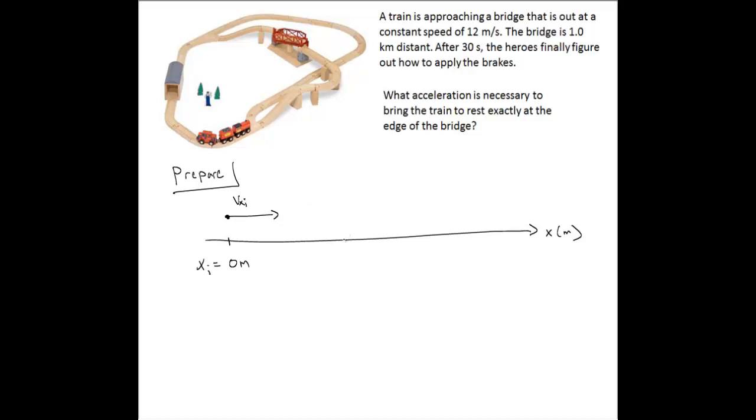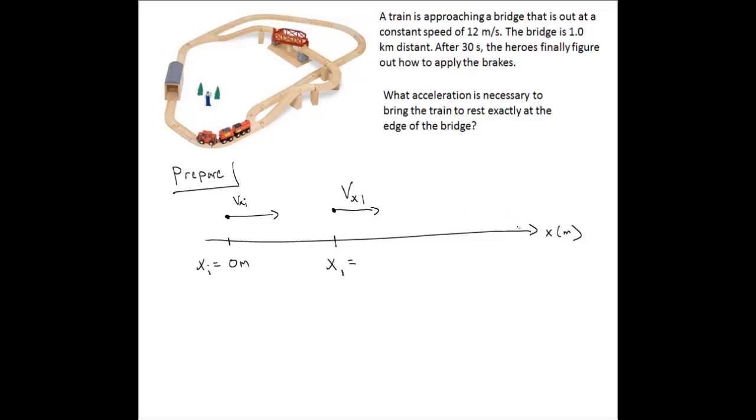And then after some time, the heroes figure out how to turn on the brakes. So let's mark that point as well, and let's call this by a different subscript. Let's call this vx1, the velocity at that position. And let's call that position x1.